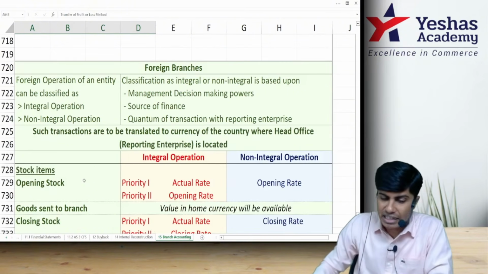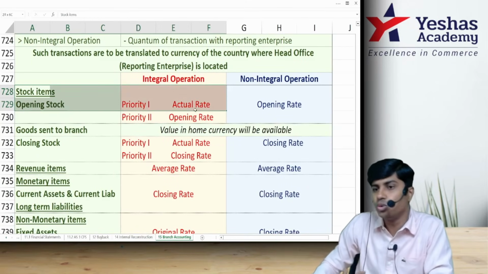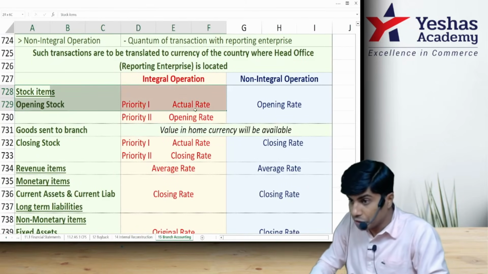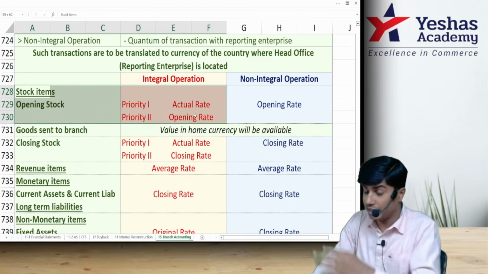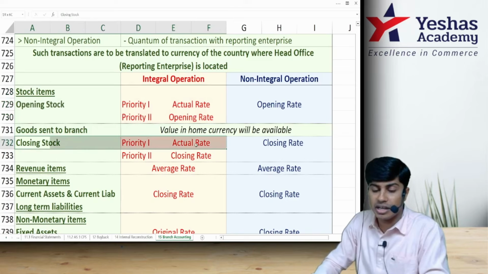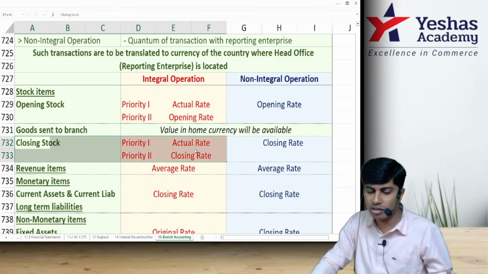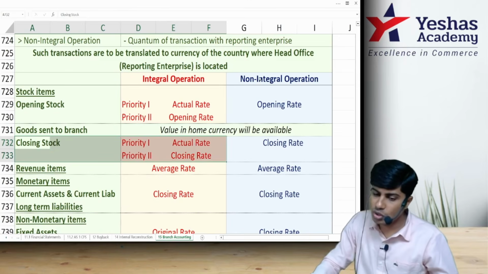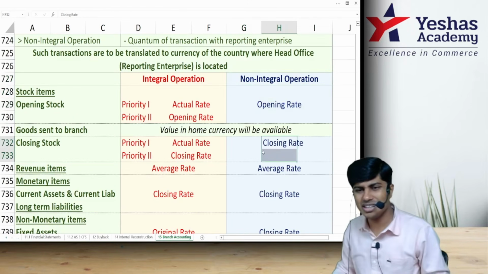If it is integral operations, we will try to translate opening stock at the actual rate, the actual opening stock rate. If not available, we'll take the opening rate. Closing stock will be translated at the actual rate of the stock, the date it was purchased. If not available, we'll use the closing rate. If it was non-integral, opening stock at opening rate, closing stock at closing rate. So what is this rate?